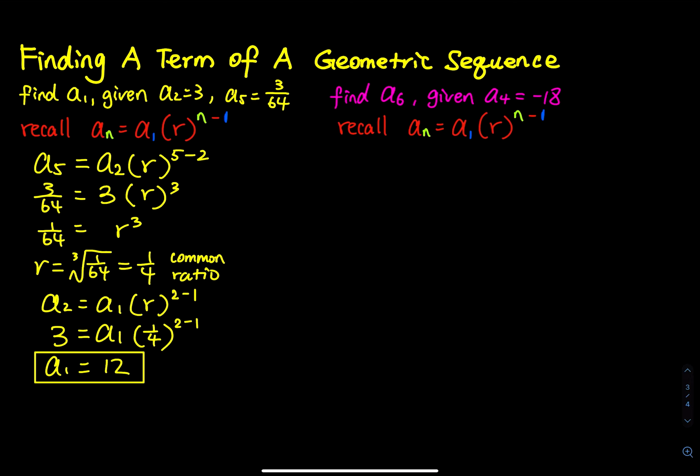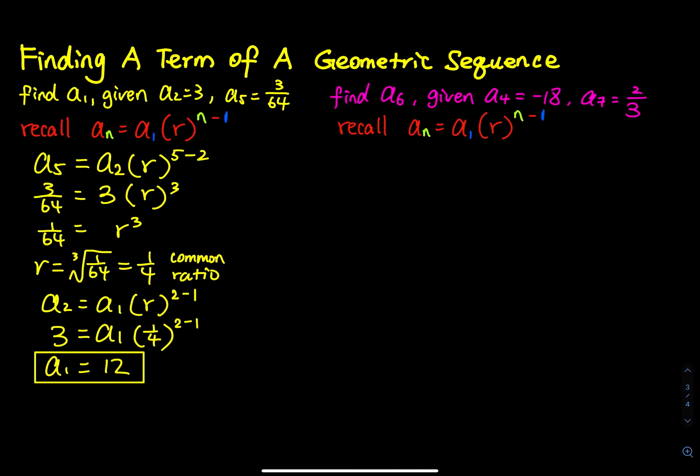All right, moving on to the second problem. You are trying to find a_6. You have a_4 equals negative 18, and there is another given: a_7 equals 2 over 3, because I have to give you two terms in order to find a_6. I just forgot to write that on the first hand.